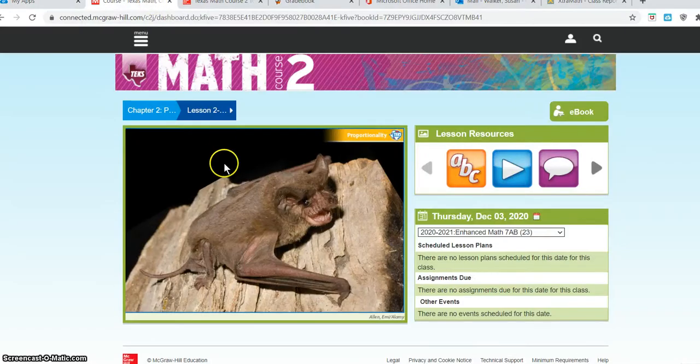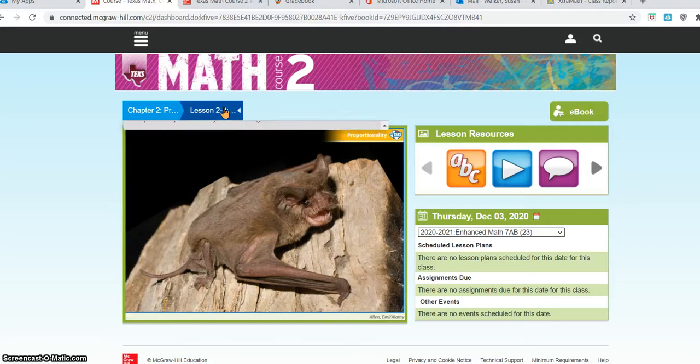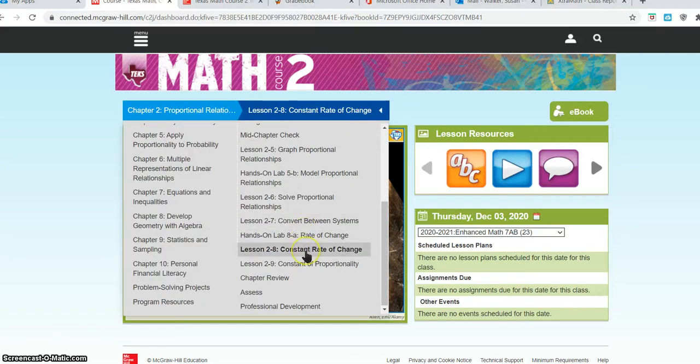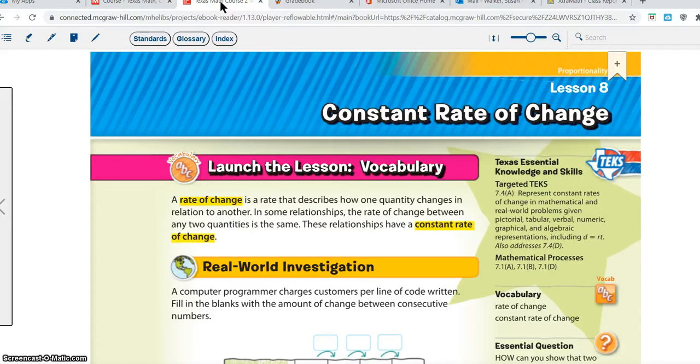icon. It's going to come to this, and basically we are going to chapter 2, and I know this seems weird, we're going to jump to constant rate of change, and I know that seems weird, but I actually need to make sure that I can explain this before I can explain some of the other things that we will be doing. Okay, so this is the first page we're going to be on.